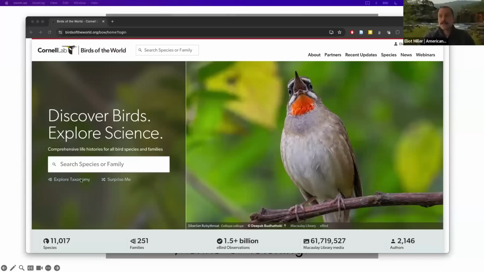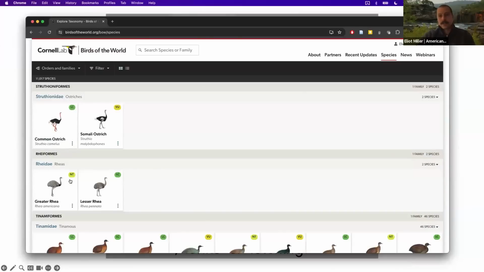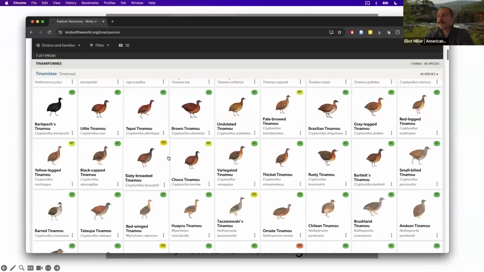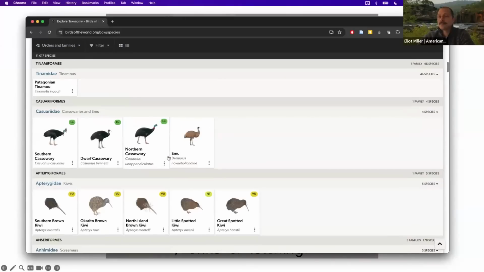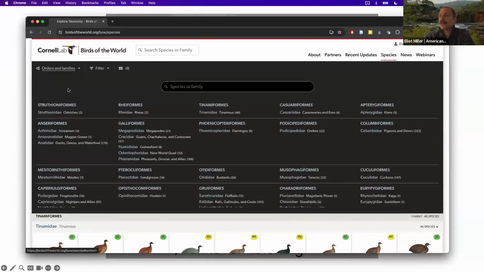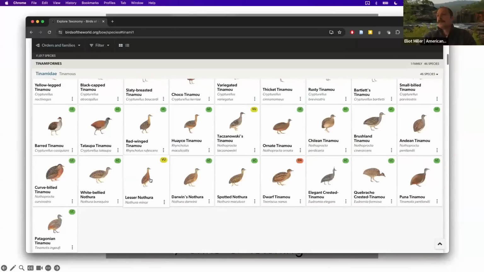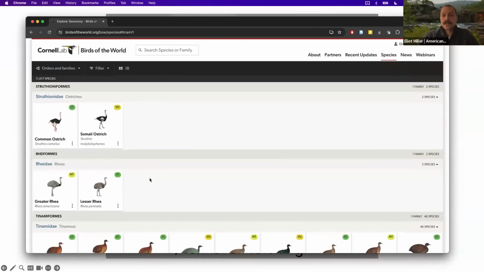So you guys can hopefully see this screen. This is a logged in Birds of the World page. And if you come over here to explore taxonomy, sorry, I've got 2 screens here, you can start scrolling through all these awesome birds that exist in the world. You can navigate here to family. You can filter Tinamidae, however you say that, and look at all the tinamous.